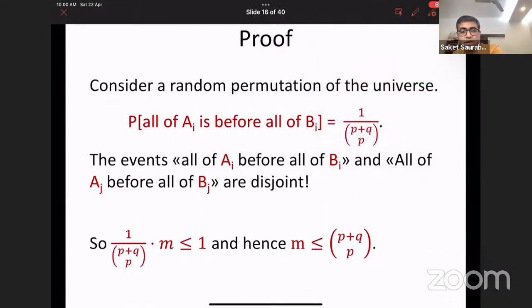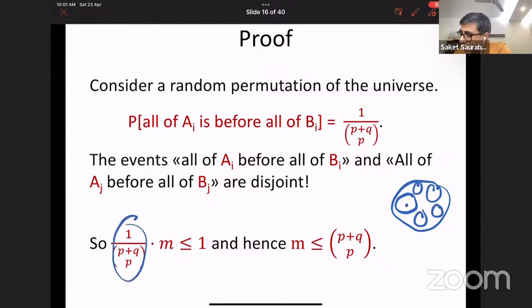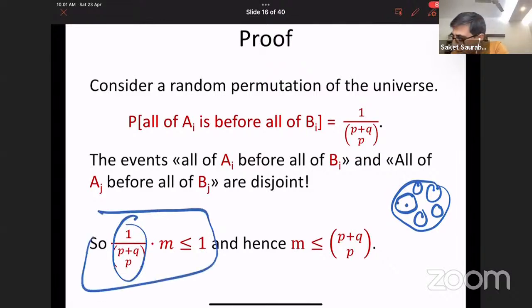Okay. So now what is happening? So I can sum up all these things. Here, in your universe of n factorial permutations, the sets of permutations that support AI before BI are disjoint. And for each of them, the probability is this. So you can sum this up, and this should be less than or equal to 1, because after all, this is a probability distribution. And from there, you get a bound that M is at most P plus Q choose P. Okay. So there are several proofs, and this is one of the proofs for this fact.